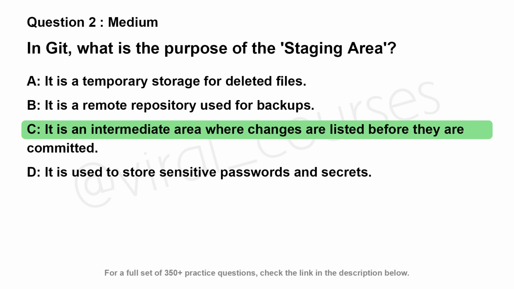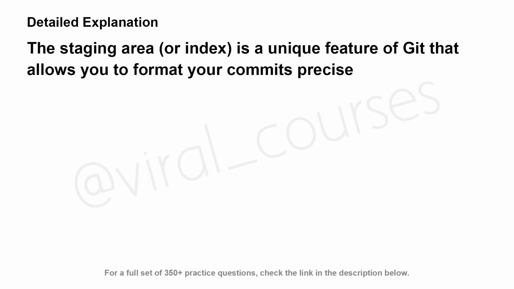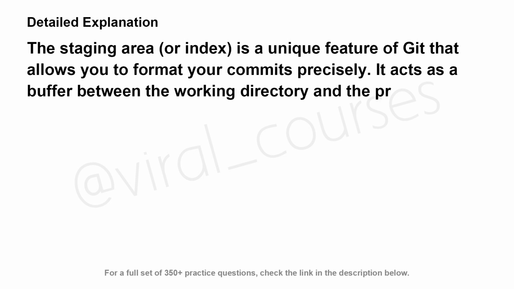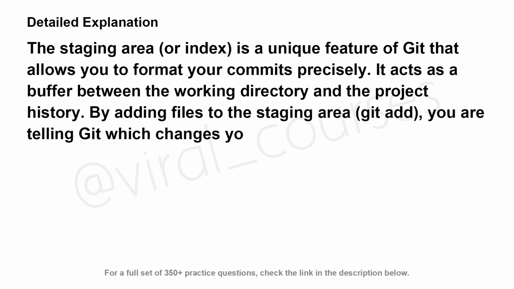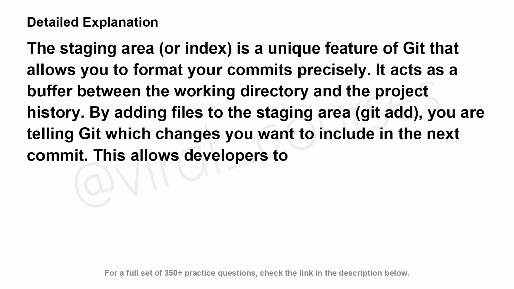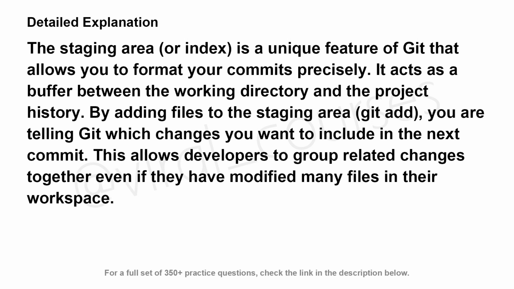The correct answer is C. The staging area, or index, is a unique feature of Git that allows you to format your commits precisely. It acts as a buffer between the working directory and the project history. By adding files to the staging area, with git add, you are telling Git which changes you want to include in the next commit. This allows developers to group related changes together even if they have modified many files in their workspace.